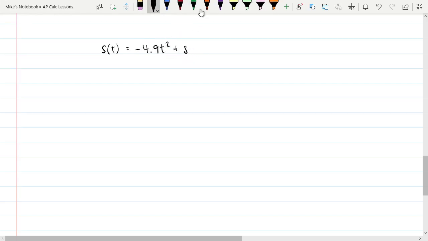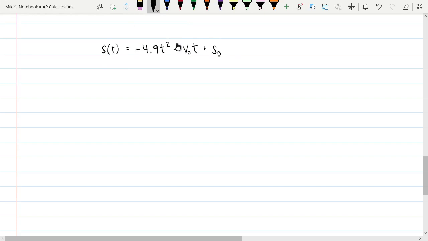Plus initial velocity times t plus initial position. So you might recognize that this is position in meters with respect to time measured in seconds. And that formula is one that you can sort of just use. Again, v sub 0, that's your initial velocity. s sub 0 is your initial height or initial position. And where this actually comes from is a result of what we just saw on that last example.